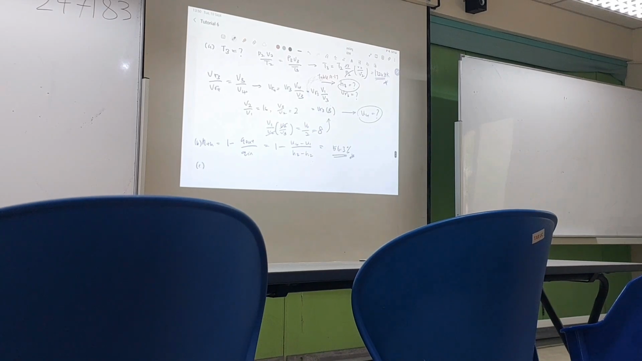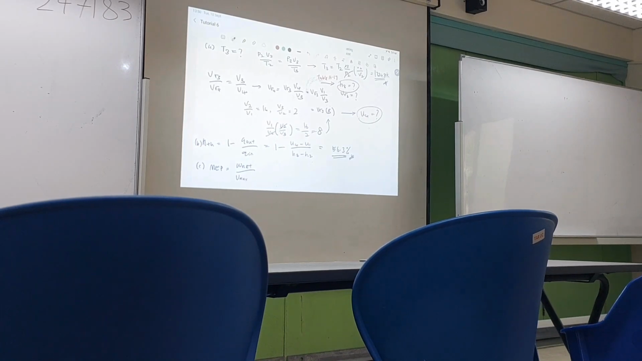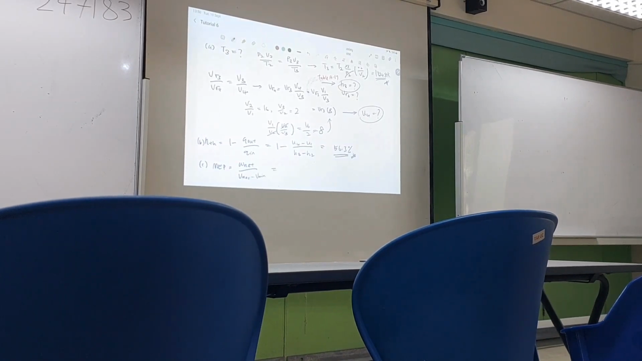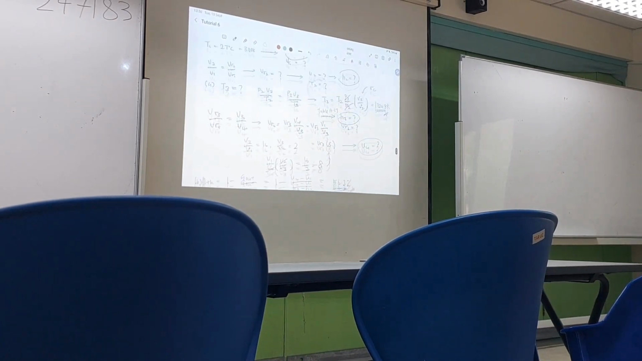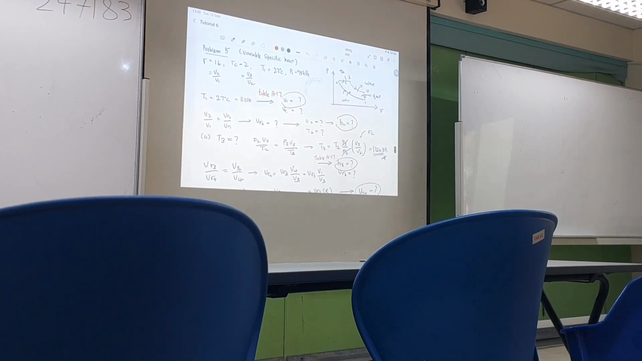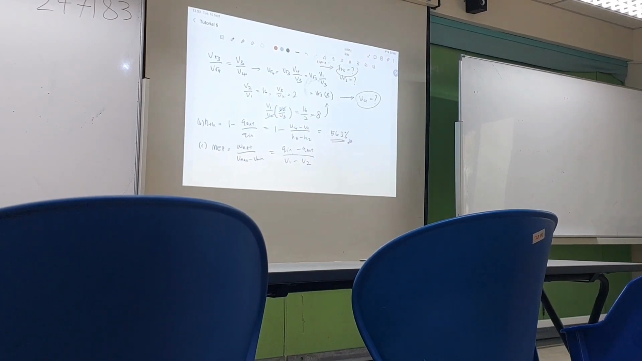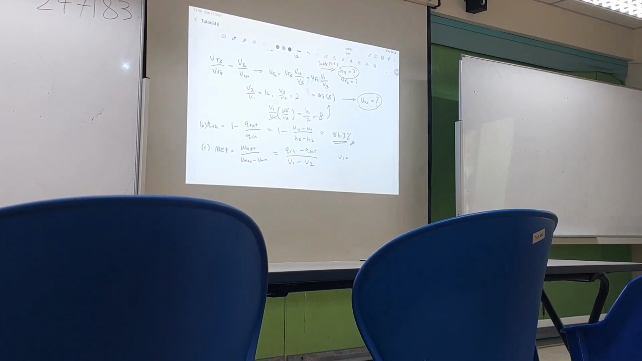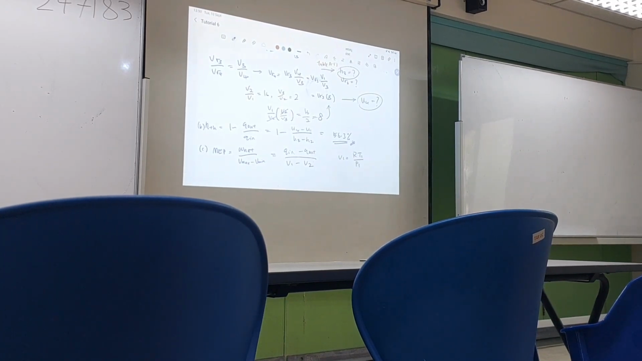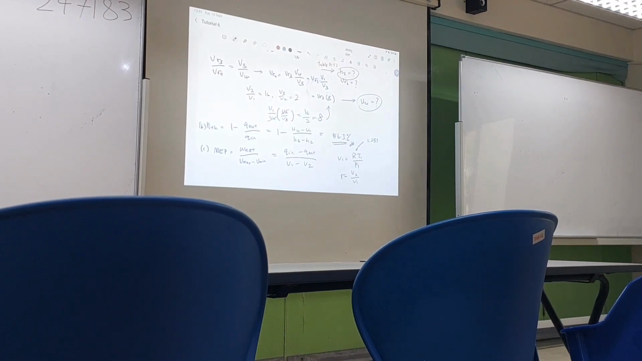Then lastly, C is just MEP. So MEP is work max over V max minus V min. So work max is actually just Q in minus Q out. So V max minus V min in this case will be V1 minus V2. So V1 is just RT1 over P1, where your R is 0.287. Then after that, you use R equals V2 over V1 to find V2.